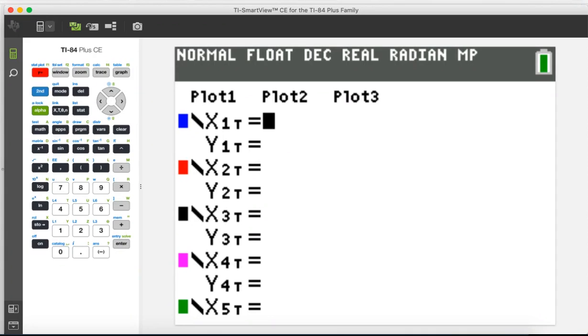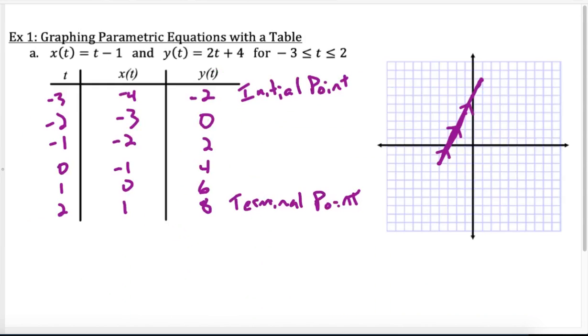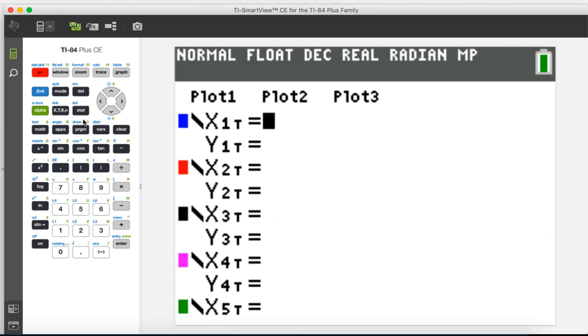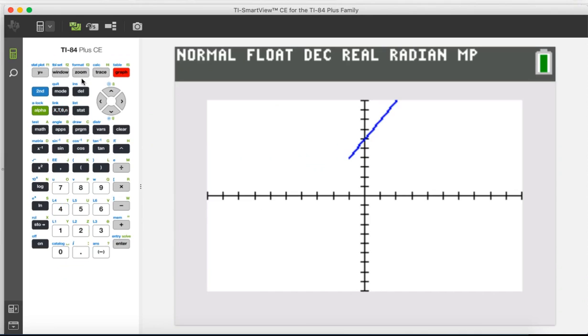Let's type in that first one that we used. Okay, let's do t minus 1 and 2t plus 4. Okay, so t minus 1, and again, notice this button here that is x if we're in function mode, or theta if we're in polar mode, is now t if we are in parametric mode. Okay, and then this one was, what was it? 2t plus 4. And if I graph, we see that line.